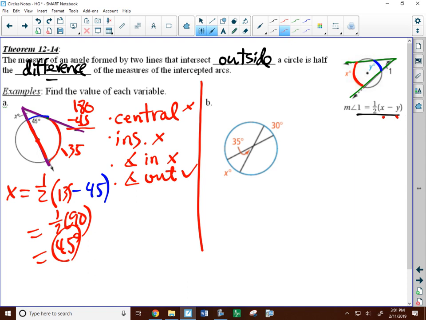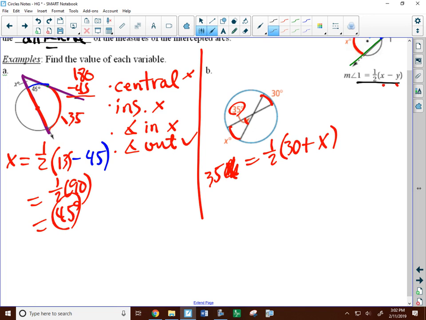Okay, so for B, no central angle. There's no center dot indicating the center. So there's no central angle, there's no inscribed angle either. There's an angle inside, the 35. So I'm using the theorem that the angle is half the sum of the two arcs. Now the two arcs are 30 plus the other arc is x. This 35 is the angle measured, so that's going to go here. I'm going to get rid of that, put in 35.